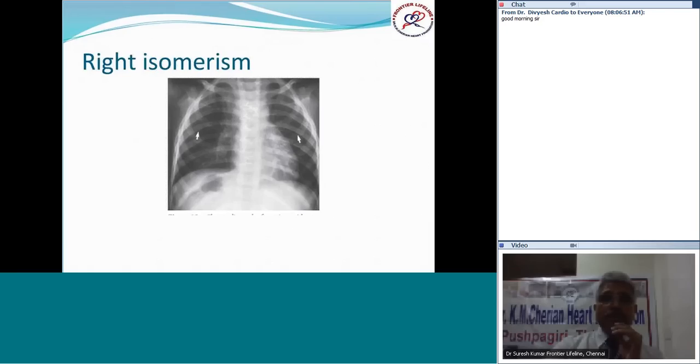If you see this X-ray, you can note that here the bronchi are marked, but that's difficult to see. Look at the gastric gas bubble. That is on the right side. And the liver also appears to be on the right side. This is what you do not expect, and that is very characteristic of heterotaxy.